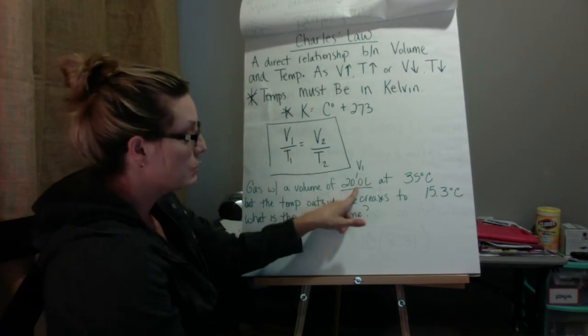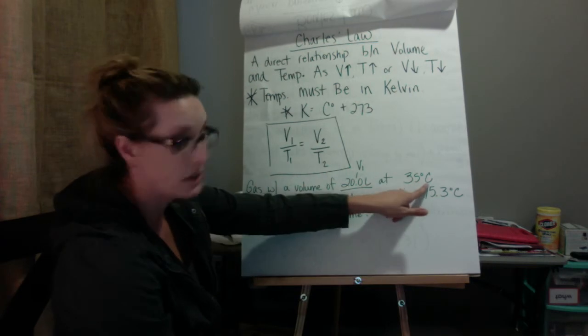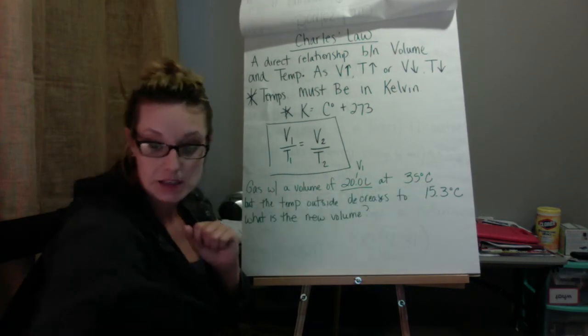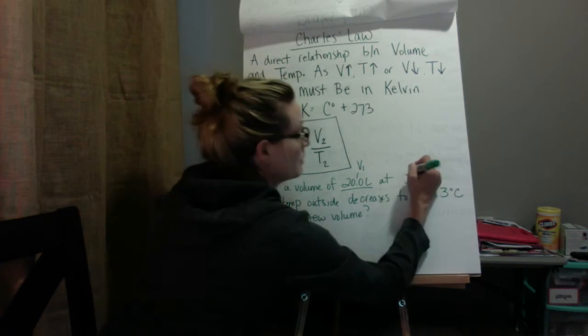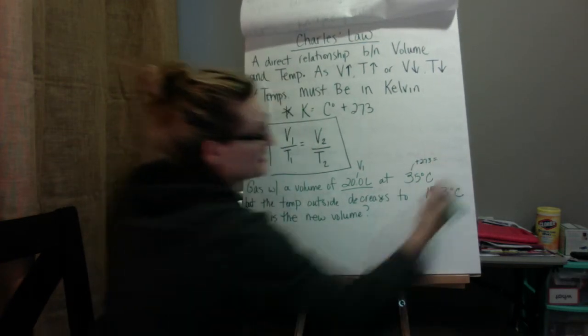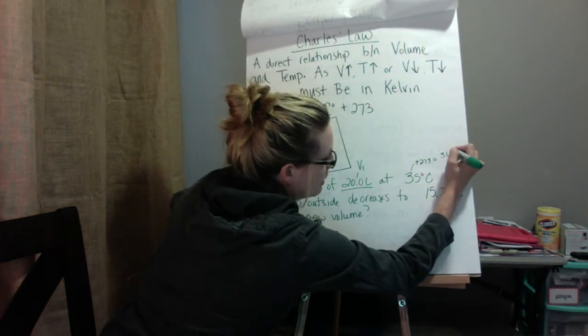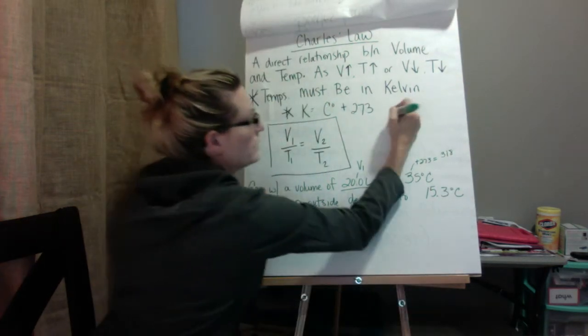So this is going to be your V1, the first volume, and it's at 35 degrees Celsius, but there's a problem. This is in Celsius. I need it to be in Kelvin. So I'm going to add 273, and that means it's going to become 318, right?